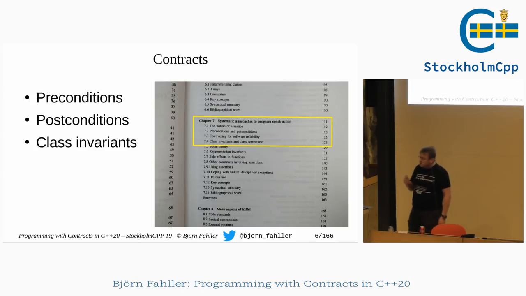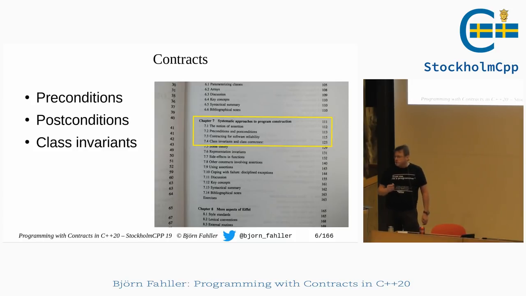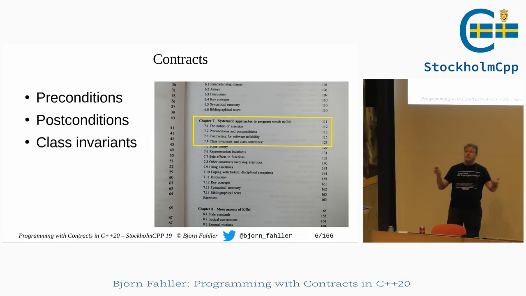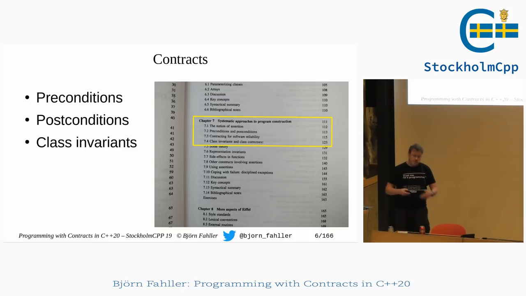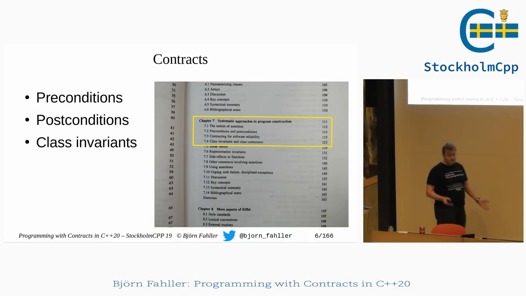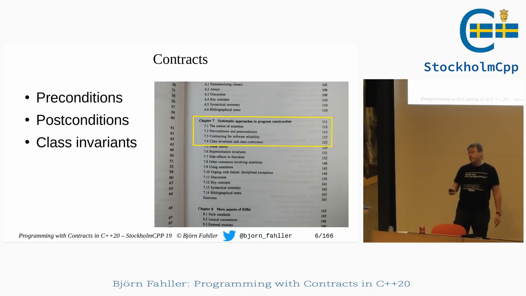But what I do remember is chapter 7, systematic approaches to program construction. The notion of assertion, preconditions, postconditions, class invariance. For me, that was an eye-opener. It was like I had never thought that you could think about designing software in that way. So I've been using contracts a fair bit. Now, contracts aren't a panacea that will solve all your problems, but they're not unimportant. They can really help.